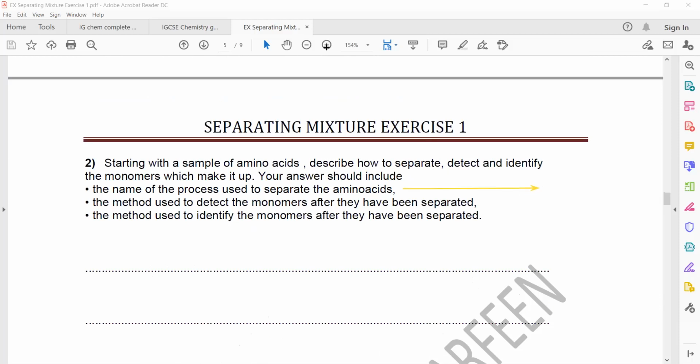Chromatography. Then the method used to detect the monomers after they have been separated. We will spray the chromatogram with a locating agent, which will make them visible. And how will you identify them? You will measure the Rf value. The first answer was chromatography. The second, to detect the monomers, is the locating agent. I'm giving just the main idea, you will explain the whole method. Is it clear? Monomers are small molecules.